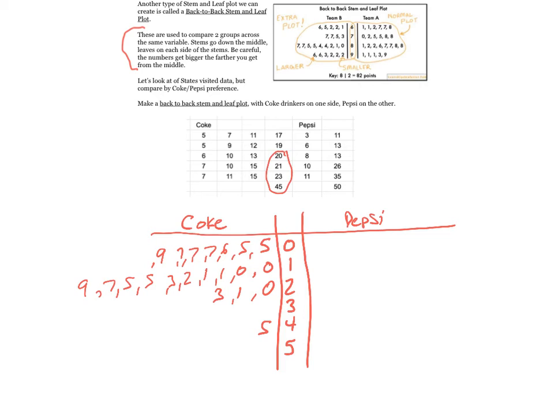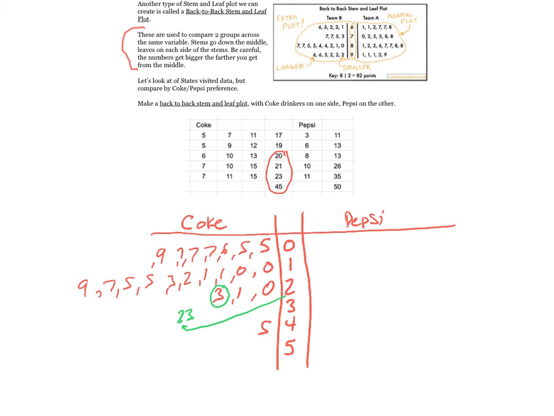So when you're reading these back-to-back stem and leaf plots, just be careful. Remember, like this number right here is actually 23. We do the stem first, okay? Sometimes kids get confused and think that 3 stands for 32, but remember the stem comes first.